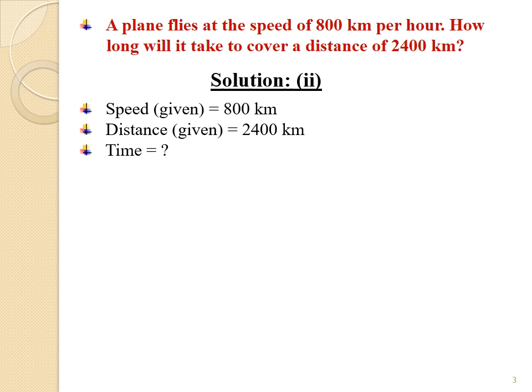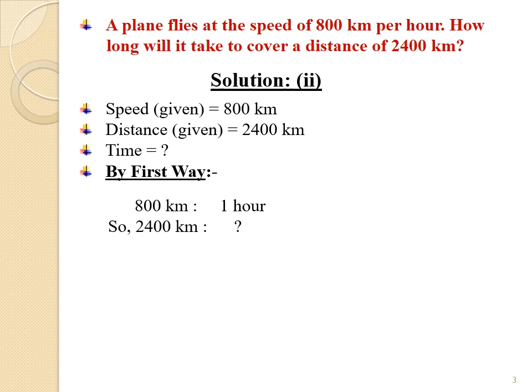Now, let's solve sum number 2 first by the first way. Writing the statement from the question itself and cross multiplying. 800 kilometers, 1 hour. So, 2400 kilometers, how much? Now, by cross multiplying, we get 2400 multiplied by 1 by 800.